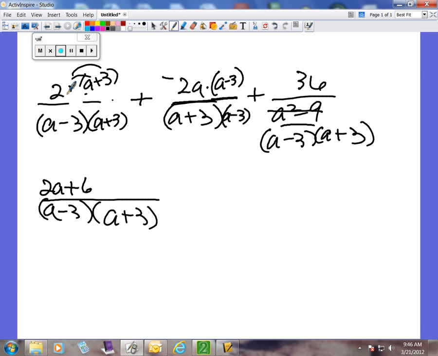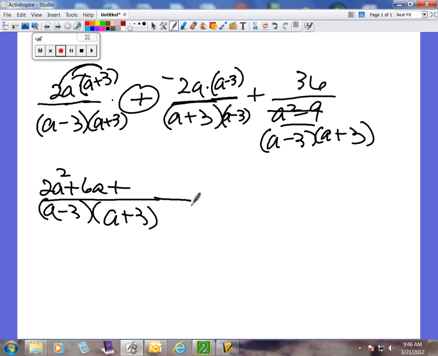So this is also a 2a. All right, good job. This will be a 2a squared, right? But this will be a 6a now, won't it? Yes? If I take 2a times 3, that's a 6a. Now what's between the two fractions? We got a plus, so now we put plus.